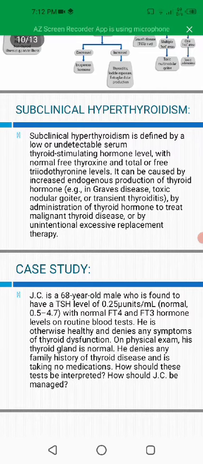Now here I will discuss subclinical hyperthyroidism. What is subclinical hyperthyroidism? Basically, subclinical hyperthyroidism is defined by a low or undetectable serum thyroid stimulating hormone level with normal free thyroxine and total or free triiodothyronine levels. It can be caused by increased endogenous production of thyroid hormone, by administration of thyroid hormone to treat malignant thyroid disease, or by unintentional excessive replacement therapy.